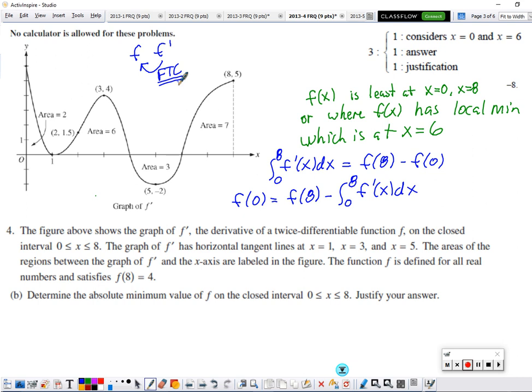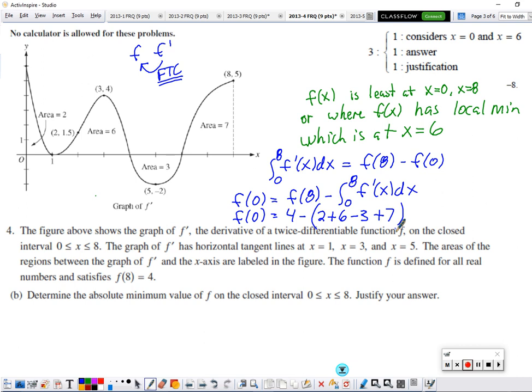So I go to work. f of 0 equals f of 8, which is given as 4. When there's a minus, you better put a parenthesis. I have to integrate f prime from 0 to 8. It's really easy because they've given me all the area. Area above the axis counts positively, area below counts negatively. So it's 2 plus 6 minus 3 plus 7. And I'd stop right there.